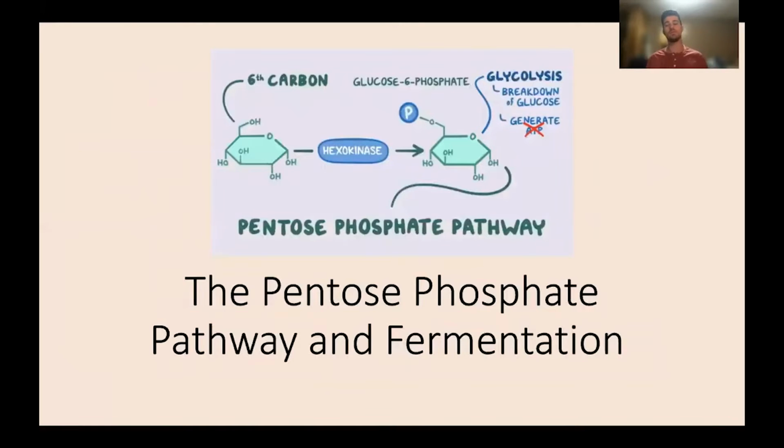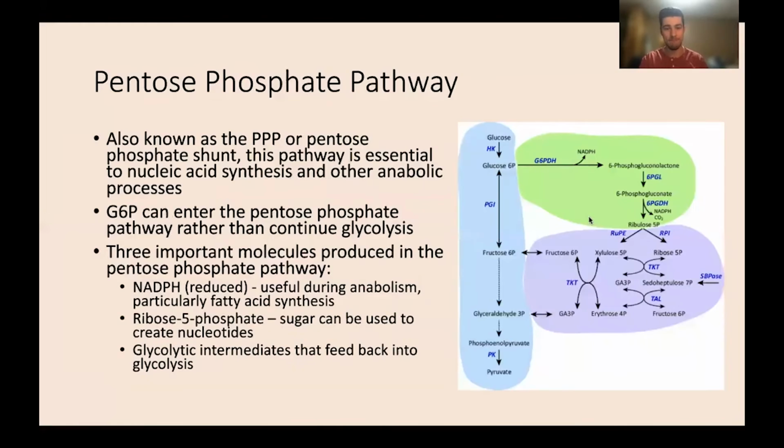Okay, so we're going to talk about the pentose phosphate pathway and fermentation. There's not too much about it on the MCAT, but it is absolutely fair game, so we're definitely going to go over it. So the pentose phosphate pathway is also known as the PPP or the pentose phosphate shunt. This pathway is essential to nucleic acid synthesis and other anabolic processes.